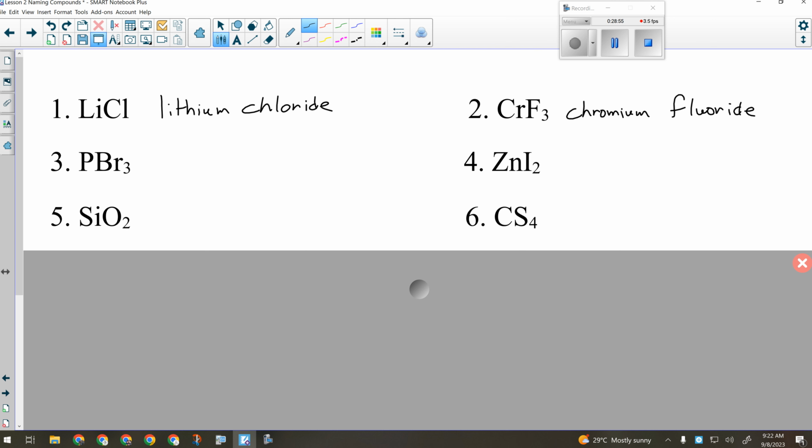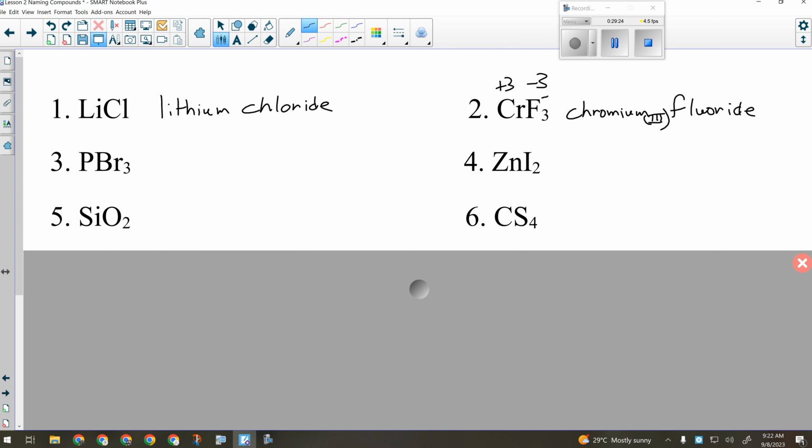Does it need a Roman numeral? Yes, it does. Chromium could be a 2 or a 3, right? Okay, so I need to look at my non-metal. Fluorine is always a -1, and there are 3 fluorines, so that means I have 3 negative charges. So I have to get 3 positive charges, and I only have 1 chromium to get them from. So that chromium has a charge of 3. So this is chromium 3 fluoride.